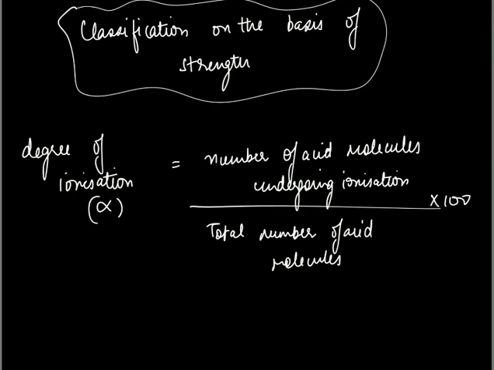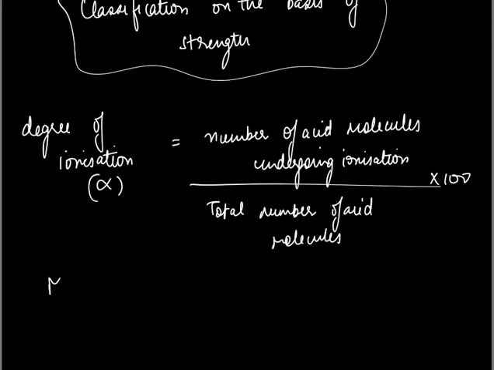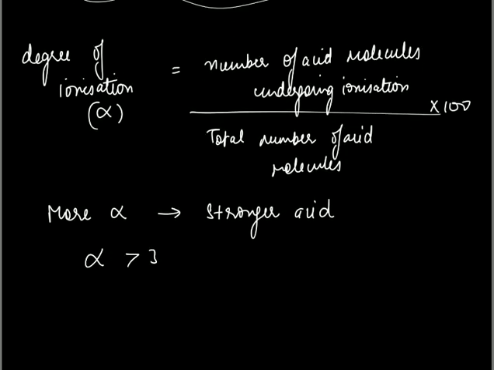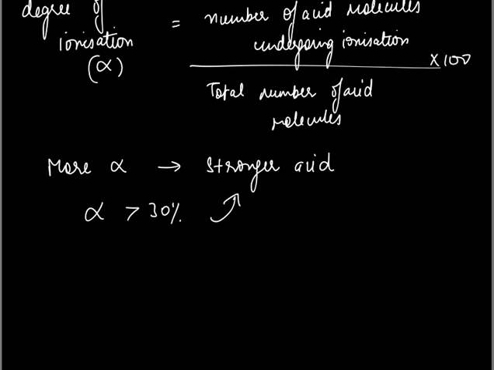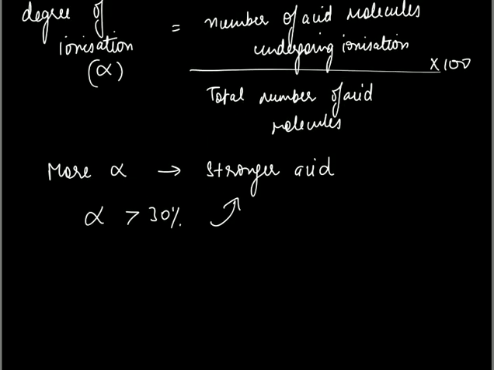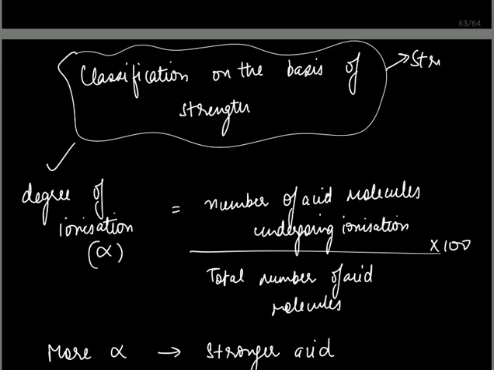So more the ionization of an acid, more alpha, we say stronger acid. So if alpha is greater than 30%, we always say that it's going to be a stronger acid. If it is less than that, then we consider it as weak acid. See, it's in simple terms right now, but it's not that simple when you're going to study the equilibrium chapter. So this is a very generic statement, right? Then on the basis of this degree of ionization, we are going to classify strong acids and weak acids.